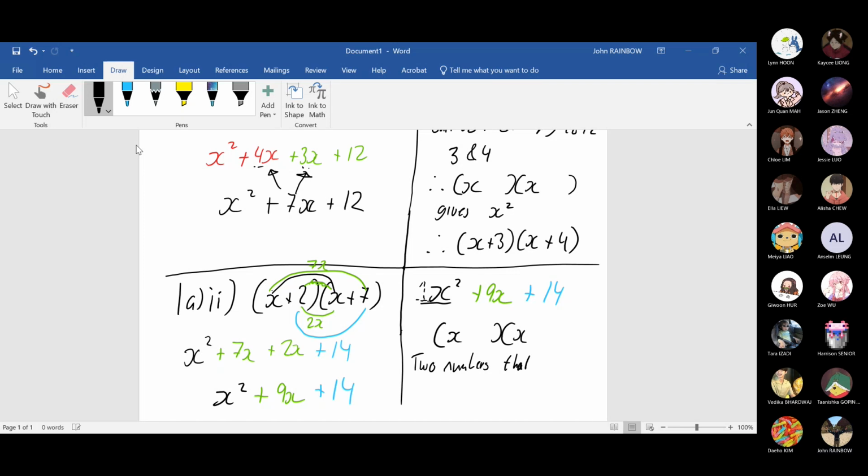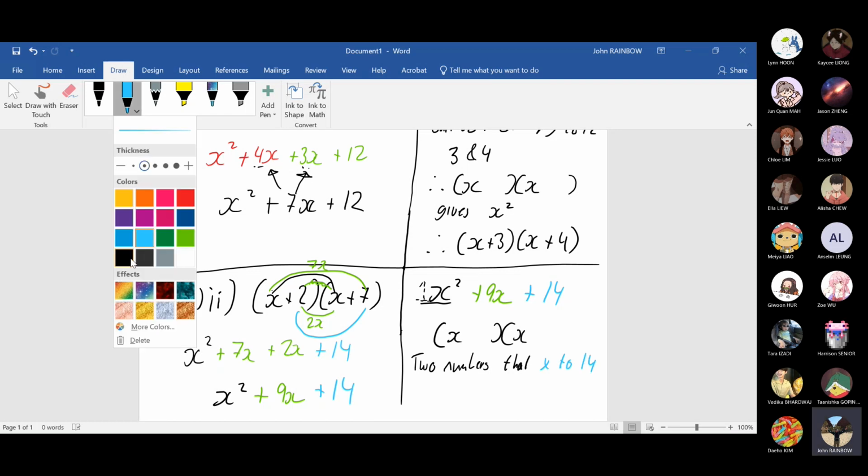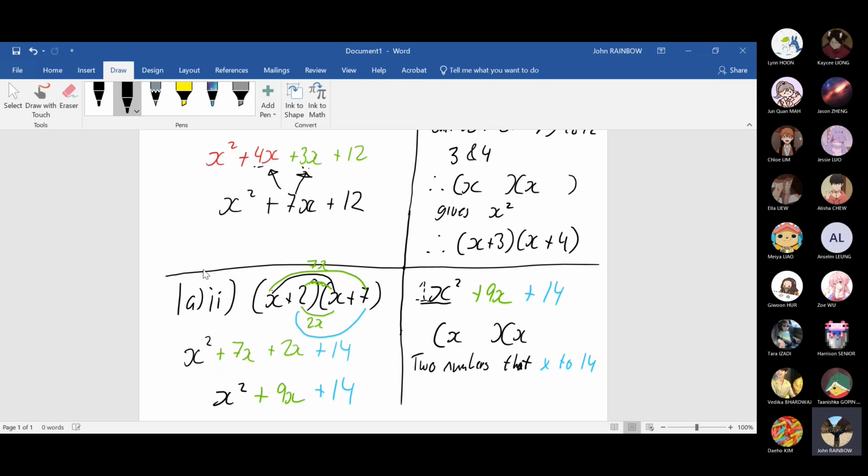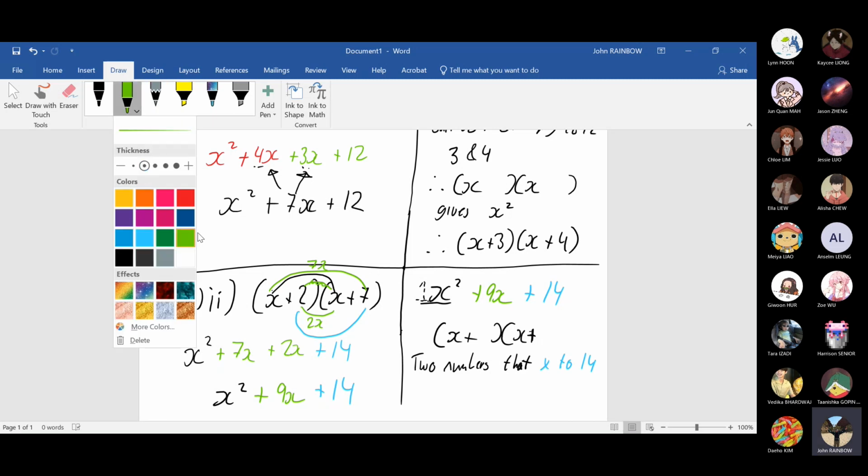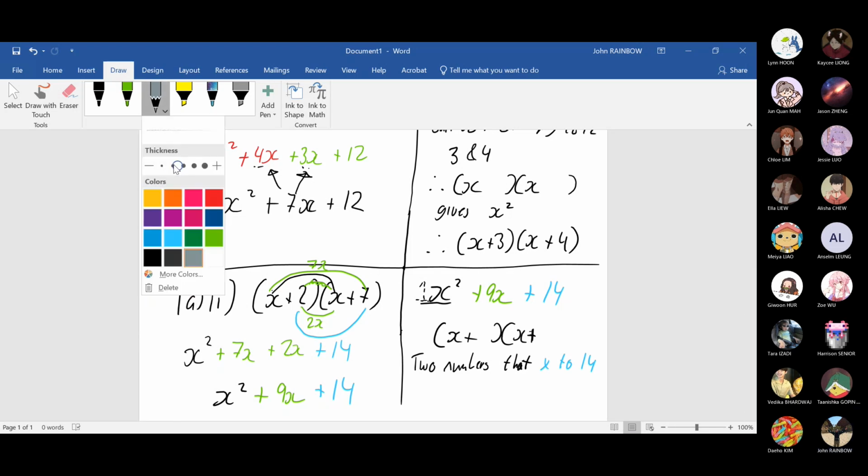Two numbers that multiply to 14. And why do they multiply to 14? They multiply to 14 because that's where this came from. 2 times 7, that is 14. That's why you're looking for two numbers that multiply to 14, because they're going to be the numbers that sit on here. It's going to be something times something. Well, that has to give me 14. But we need them to add to 7. And why we need them to add to 7, change this to green.